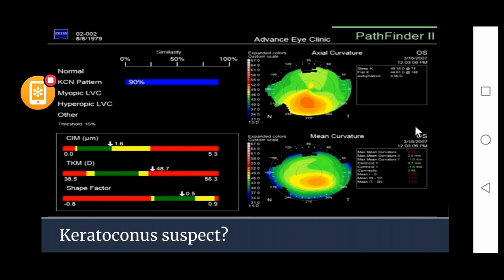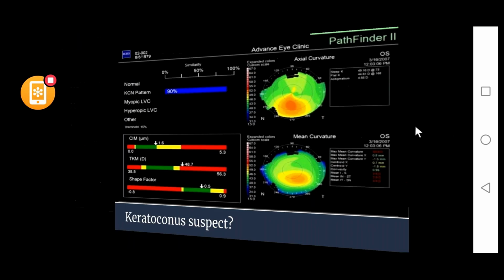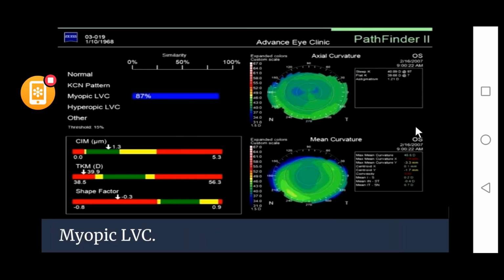Right. Let's go on. Now this is a case of myopic LVC. So as you can see over here, in the center region, it is a flat area. And even in the mean curvature, we see there is a central flat area, and even the Pathfinder is showing that it is a myopic LVC. I really need an answer from the crowd: what other condition, what other procedure can give a similar appearance of myopic LVC? Similar appearance like myopic LVC.